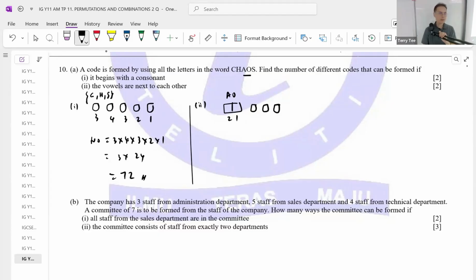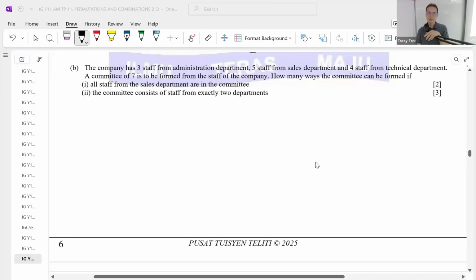Okay, how about the rest? You can remember to treat this like a block. This is a block. How many ways to arrange this? This is 4, 3, 2, 1. I guess this is quite easy compared to just now, right? 2 times 4, 3, 2, 1 is 2 times 24. Guys, what is 2 times 24? 48. Yeah, 48, 72 and 48. Let's move on to part B.